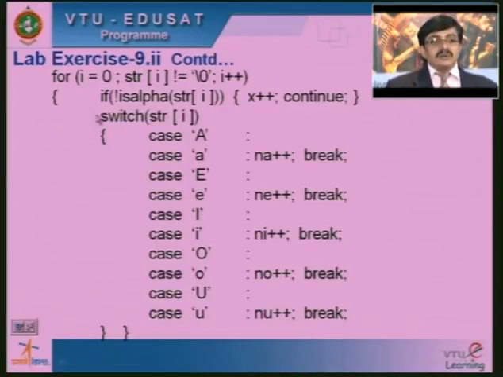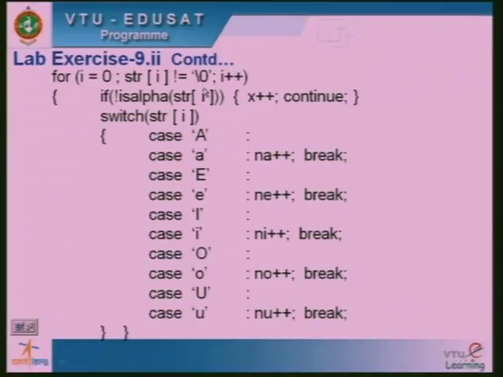So, what I do now is go for the next iteration of the loop. When i is incremented, i becomes 1. So, when i becomes 1, str of 1 is not equal to the null character. Str of 1 means, in the example "hi student", str of 1 is i. When it is i, is alpha of i: i is an alphabet, the isalpha function returns 1, and negation of 1 becomes 0. So, this condition will not be executed.